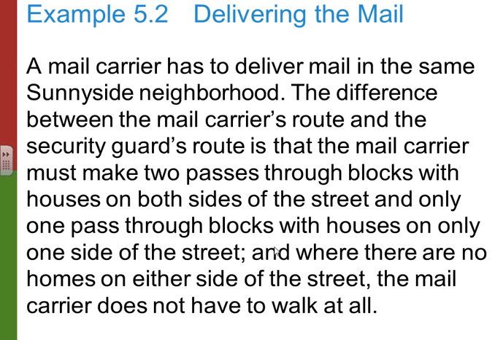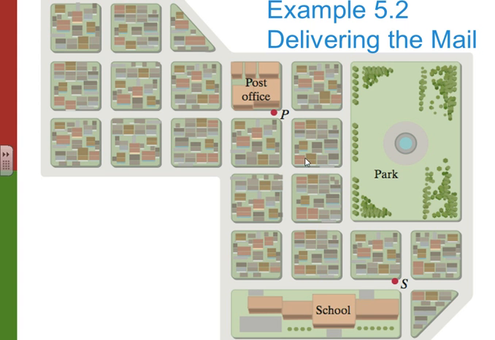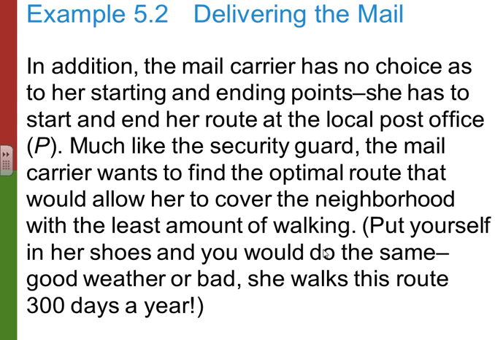And the mail delivery man has the same thing, but he has houses with boxes on both sides of the street. So he's got to go down both sides of the street when he walks. So that'd be a different thing. The postmaster has to walk down both sides of each of these streets in order to get everybody. And so that would be a different type of problem.